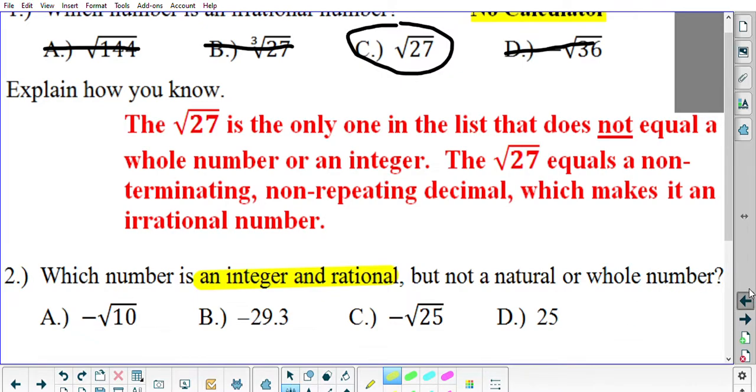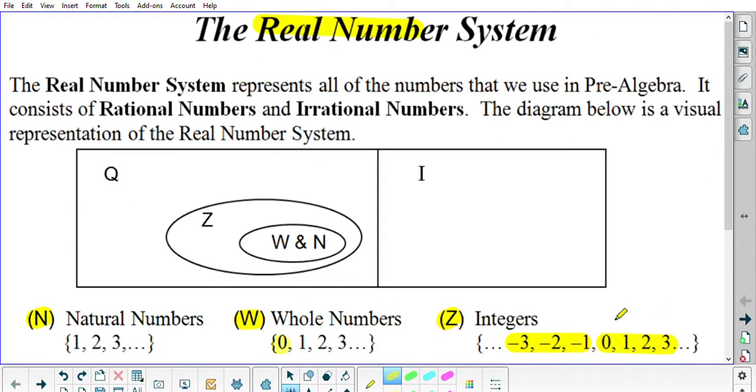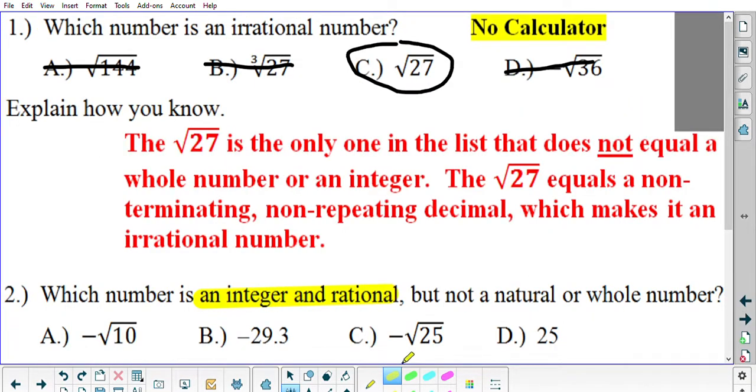What are integers again? Integers are whole numbers, but also their negative counterparts. The square root of 10, even if I throw a negative in front, that's going to give me a decimal that goes on forever, but never, ever, ever repeats. So that cannot be rational. That's irrational. So goodbye choice A. That doesn't work. Choice B. Is that an integer and a rational?